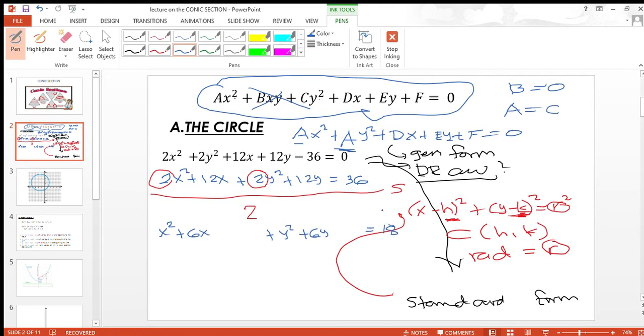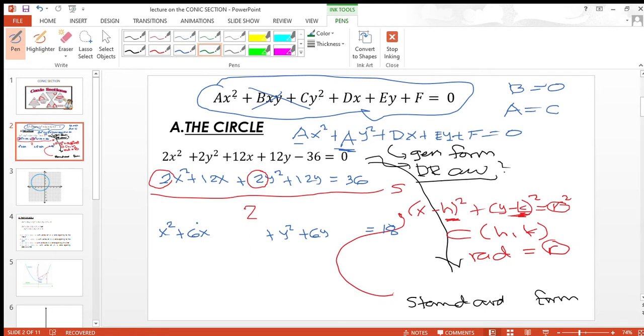So step one, isolate the constant, put the terms involving x squared, x, y squared, and y together. Step two, make the coefficient of x squared and y squared be equal to 1 by simply dividing both sides by whatever numerical coefficient we have in the original equation. Then after that, this is now the crucial step. And please remember this step because we will be using this even in the next types of conic.